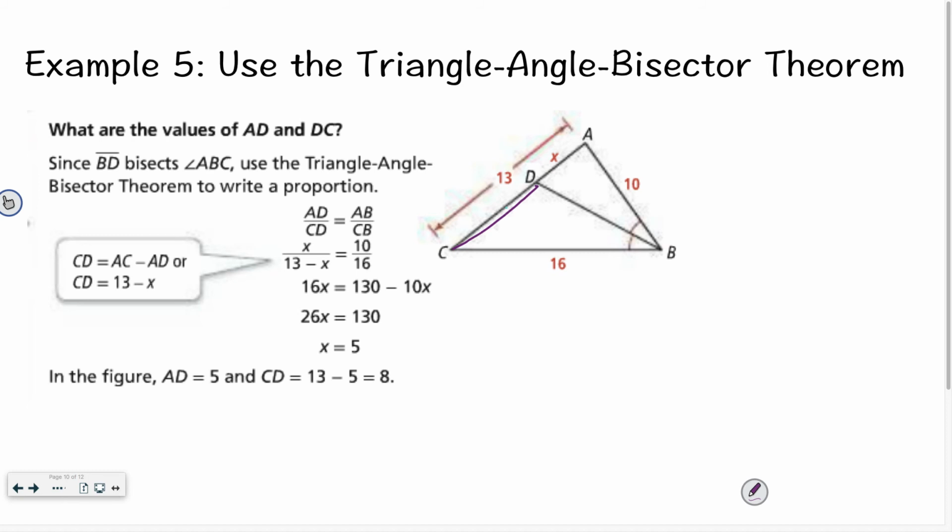Then if I cross multiply, 16 times X is just 16X. Distribute this 10 to everything. So 13 times 10 is 130 minus 10X. And then if I add 10X to both sides, I have 26X equals 130. And divide both sides by 26, I get X equals 5. So that means that AD equals 5 and CD would be 13 minus 5, or 8 units.